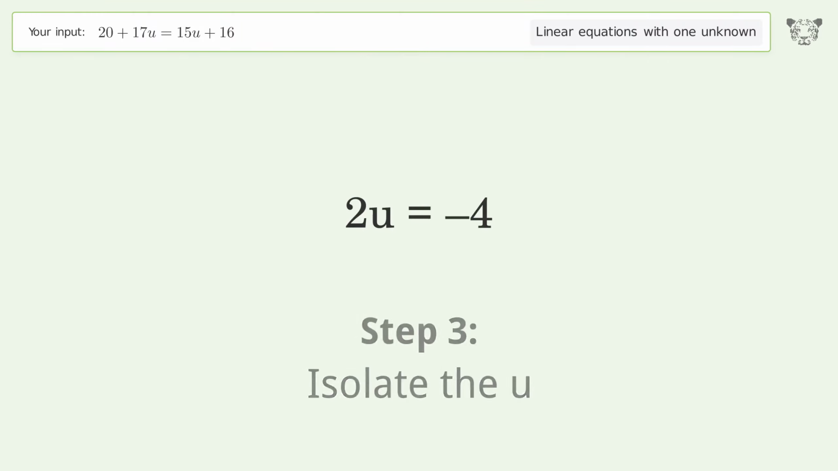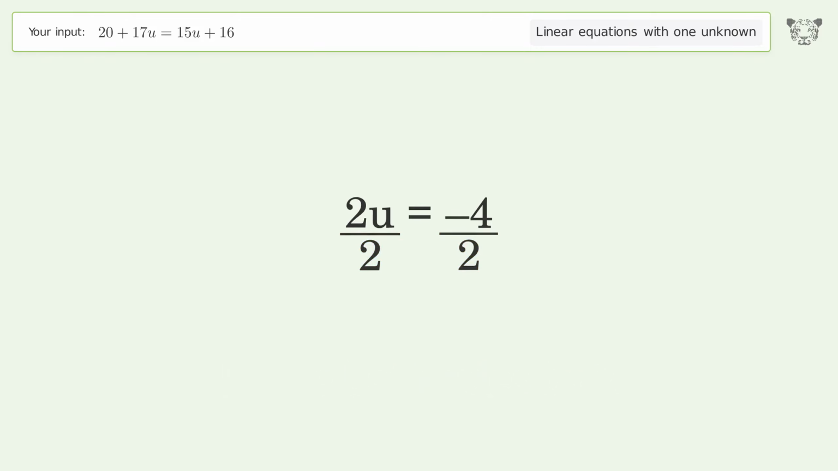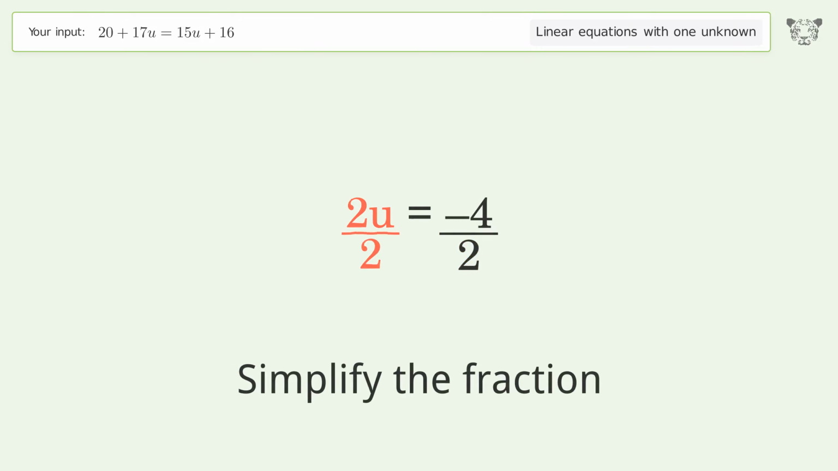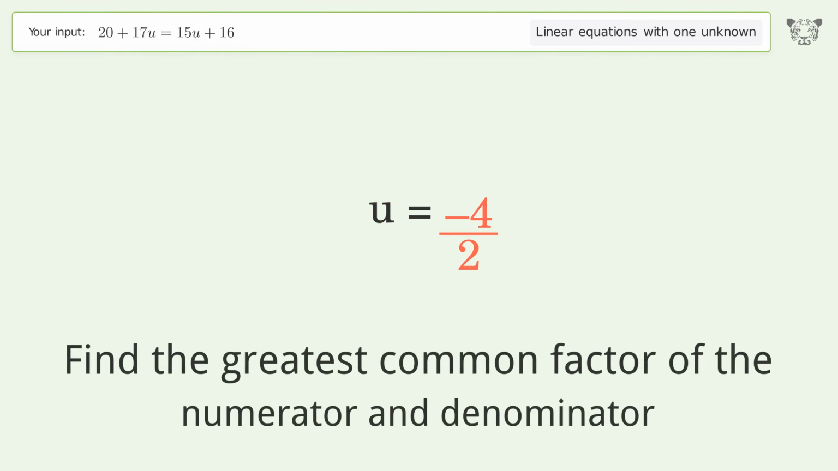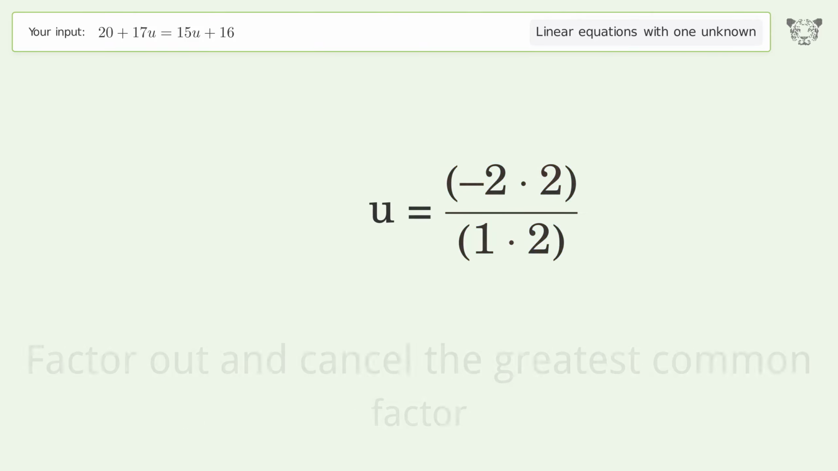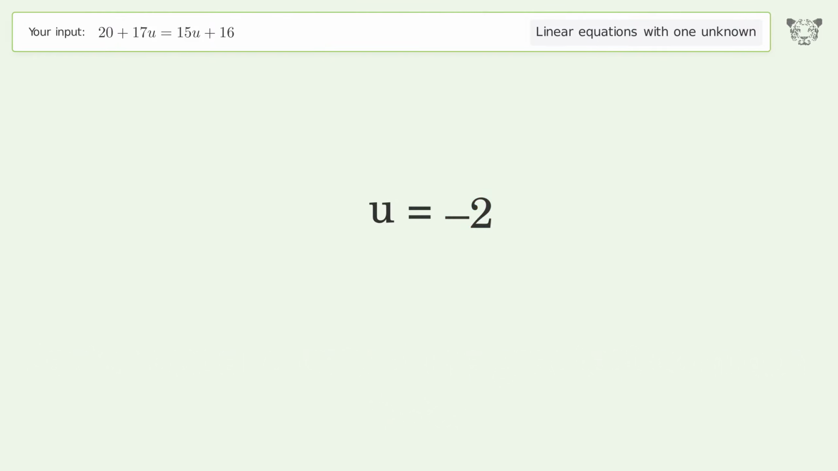Isolate the u. Divide both sides by 2. Simplify the fraction. Find the greatest common factor of the numerator and denominator. Factor out and cancel the greatest common factor. And so the final result is u equals -2.